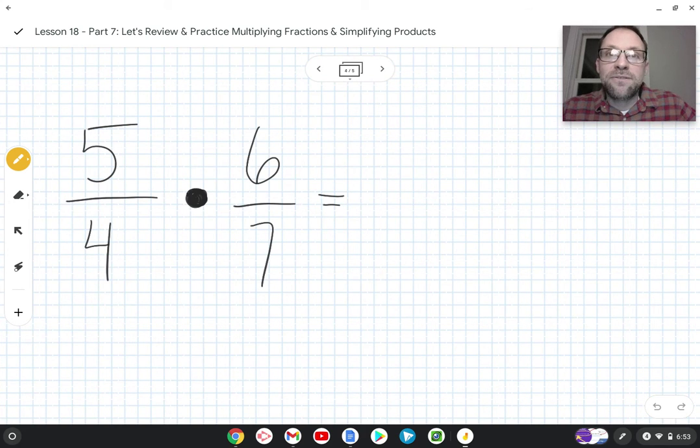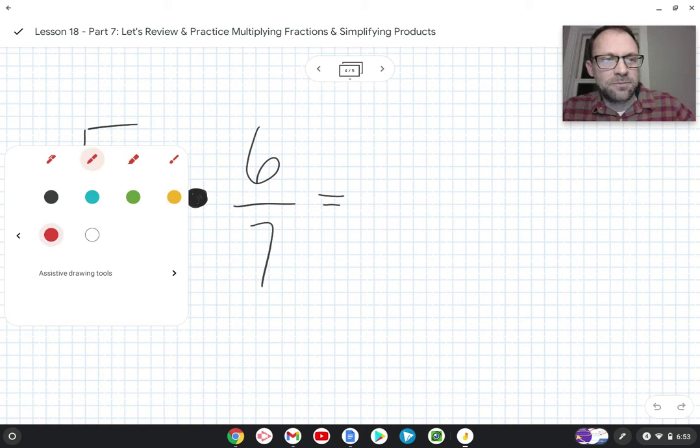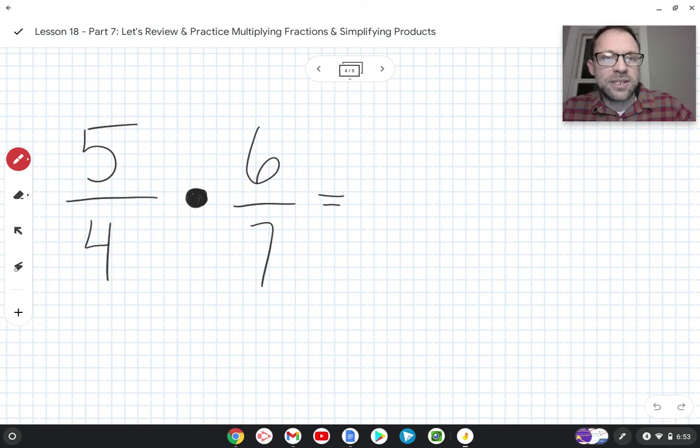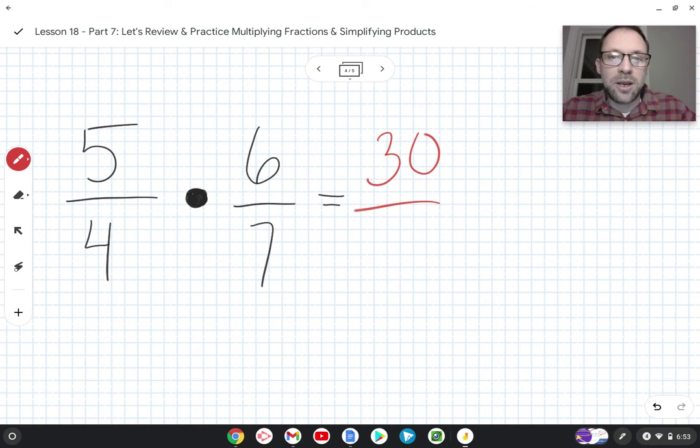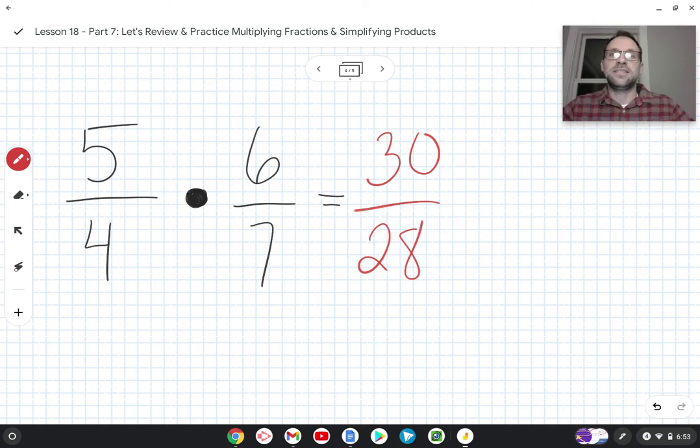Here we have 5/4 times 6/7. So let's go ahead and start as we've done. Let's go ahead and multiply the top numbers together. 5 times 6 is 30. Bottom numbers, 4 times 7 is 28. Look at this product. Here, the top number is bigger than the bottom number. This is an improper fraction.